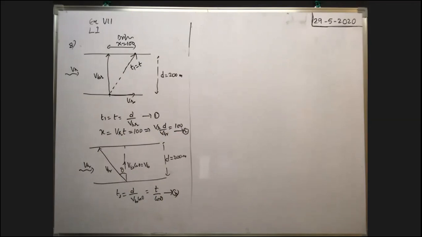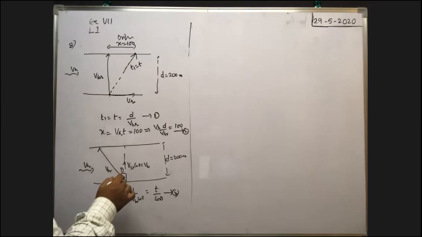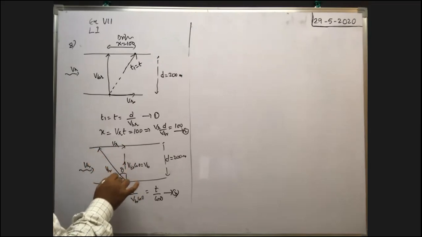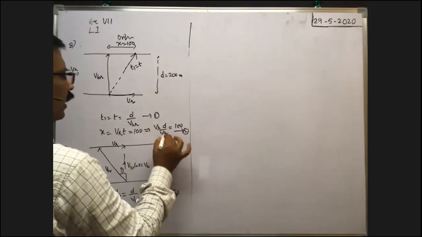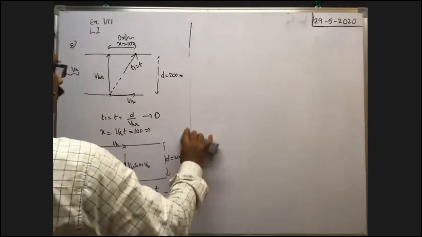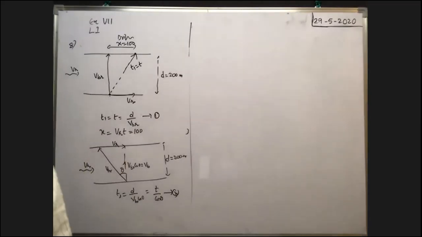Now from this, how can we find the theta value? We have to find it. Here this is the velocity of the river, and this is the velocity of the boat with respect to river, VBR. Now, how can we get the cos theta value? Of course, VR into t is equal to 100.